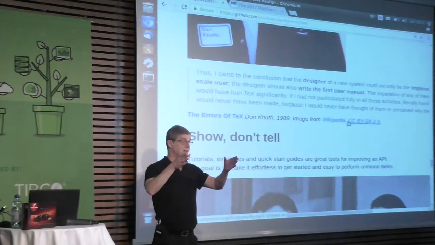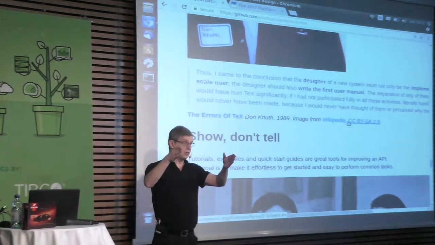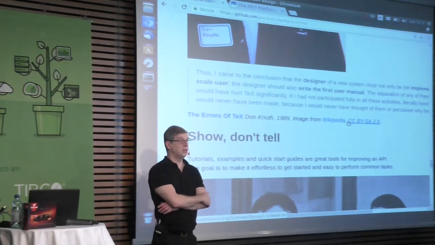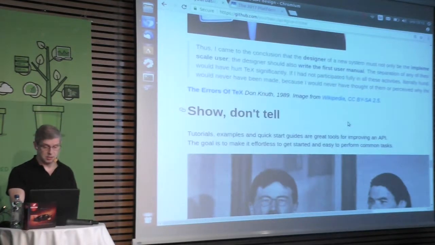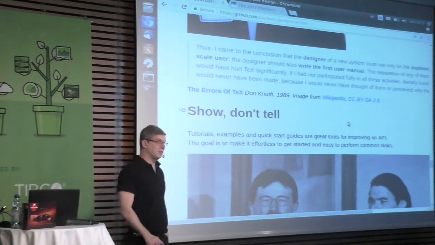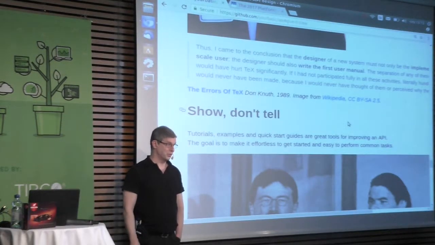Even if, of course, you can't expect a single person to do all these things, if you have people in your product doing all these four things, you will be a lot wiser, because you will get a lot of feedback that you wouldn't be able to get otherwise. He claims, and he's not a guy of hyperbole, he's a mathematician, that because he participated in all of these, literally hundreds of improvements would never have been made, because he would never have thought of them or perceived why they were important in the first place. So this is, of course, also very true.